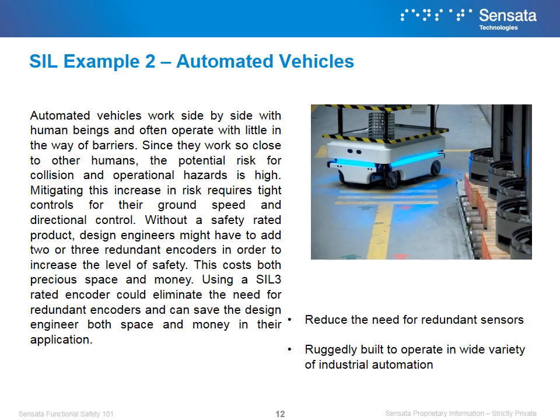Automated vehicles work side by side with humans and often operate with little in the way of barriers. Since they work so closely to other humans, the potential risk for collision and operational hazards is high. Mitigating this increase in the risk requires tight controls for the ground speed and directional control. Without a safety-rated product, the design engineers might have to add 2 or 3 redundant encoders in order to increase the level of safety. This costs both precious space and money. Using a SIL 3 rated encoder could eliminate the need for redundant encoders and can save the design engineer both space and money in their application.